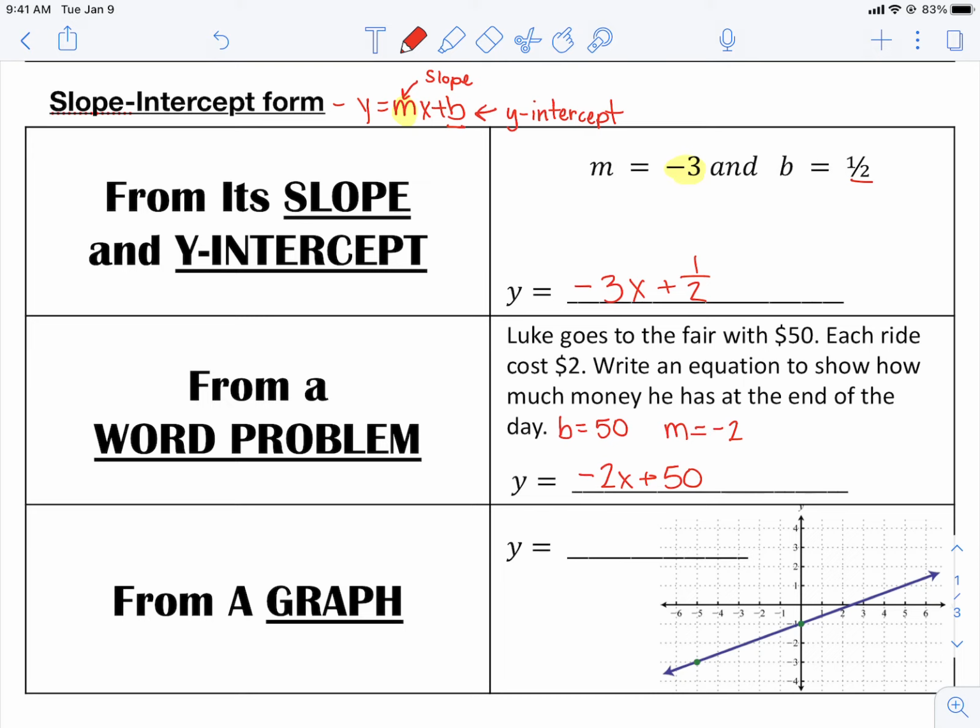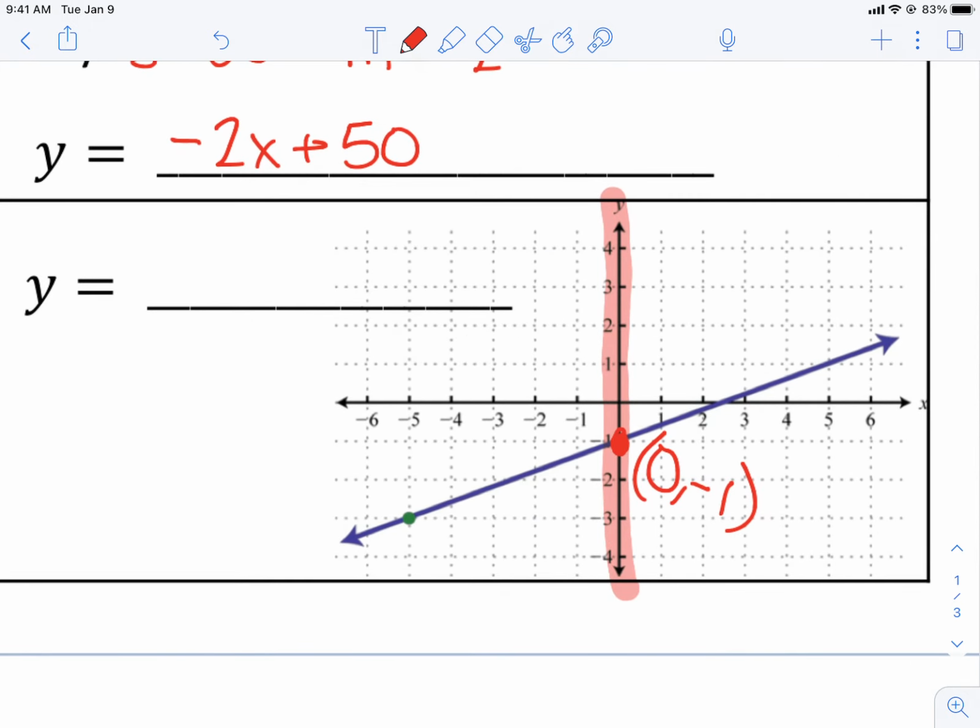From a graph. Okay, so when we have it from a graph, we need to be able to identify our y-intercept and identify our slope. So let's start with our y-intercept because that seems to be the easier one. So remember, our y-axis is where our y-intercept is. So that is right here. That point is at (0, -1). Okay, and then we want to go ahead and use the other point that we already have given for us, which is down here, that green point, and that is (-5, -3).